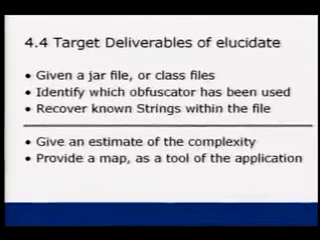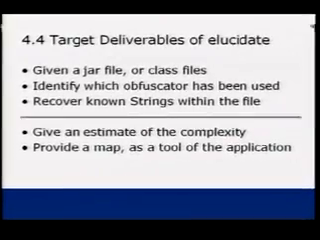The target deliverables of this little tool is, as I said, provide a jar file, identify what obfuscator has been used, and recover strings which are within that file supposedly being encrypted. This is really basic version 0.1 stuff. The main development behind it came from trying to understand, here's an applet, how much time do you need to spend on it in order to reverse this applet? So you can get an estimate of the complexity, that's the long-term goal, and also map out particular sections of the code. And it's very easy to generate a graph around this idea.